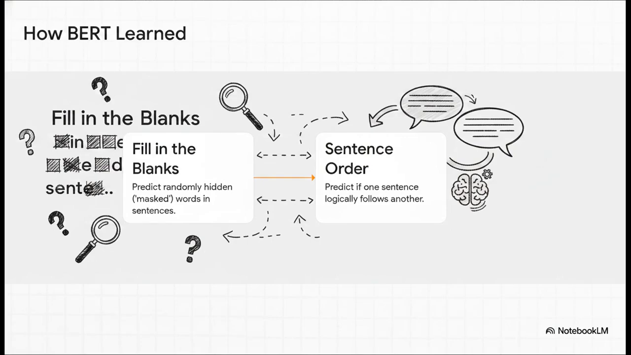So how did it learn this amazing skill? Well, BERT's pre-training was basically like playing two clever language games over and over. First, fill in the blanks. Researchers would take a sentence, hide a few words, and then ask BERT to predict what the hidden or masked words were. This simple game forced it to learn really deep relationships between words from all directions.